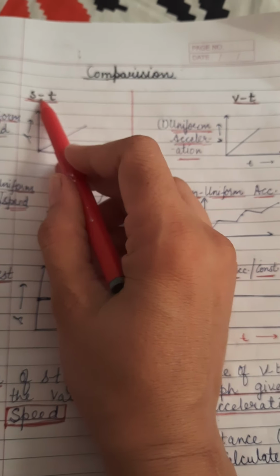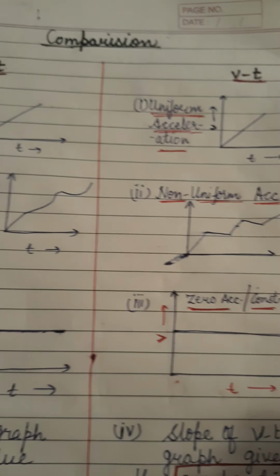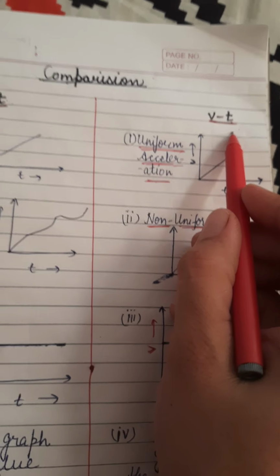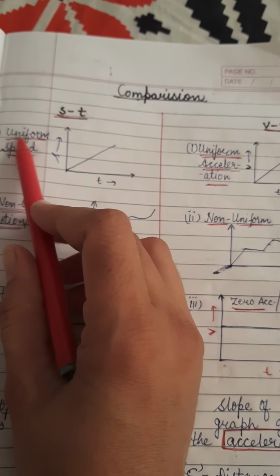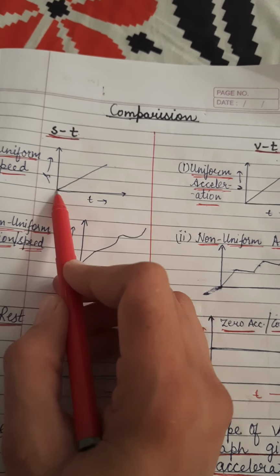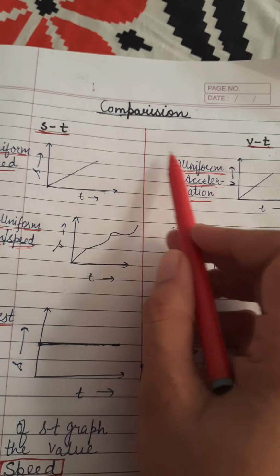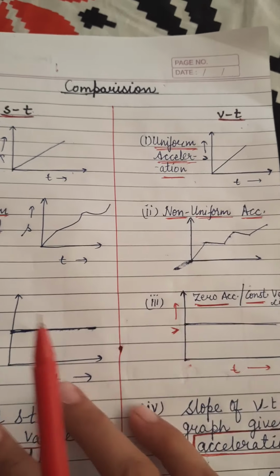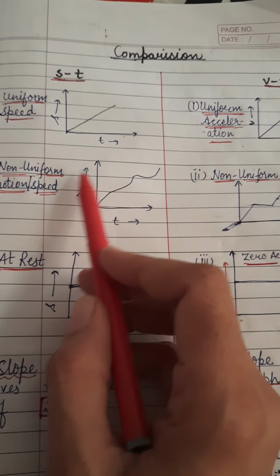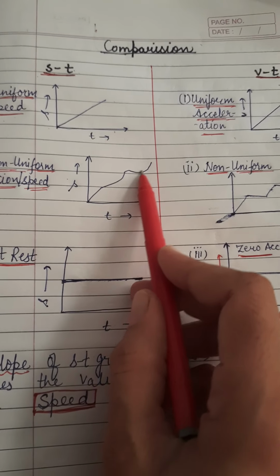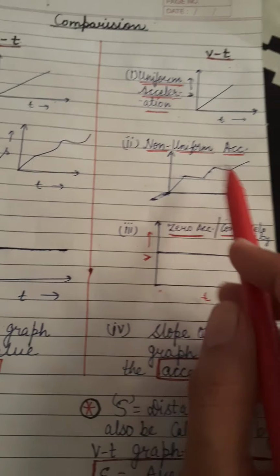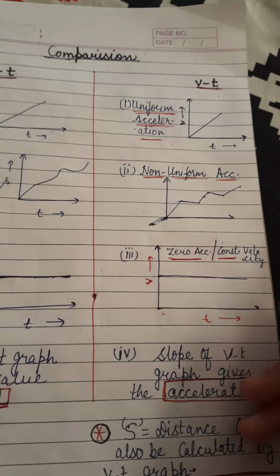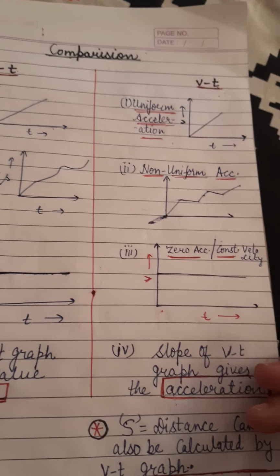Now let's do the comparison between both the graphs. ST graph means distance time graph and VT graph means velocity time graph. How will we do the comparison? First case, when the object is moving with uniform speed, the graph will be a straight line, and when the object is moving with uniform acceleration, the VT graph is a straight line. When the object is moving with non-uniform speed, the graph is a curved line, and when the object is moving with non-uniform acceleration, again it's a zigzag or curved line, but it would not be a straight line.